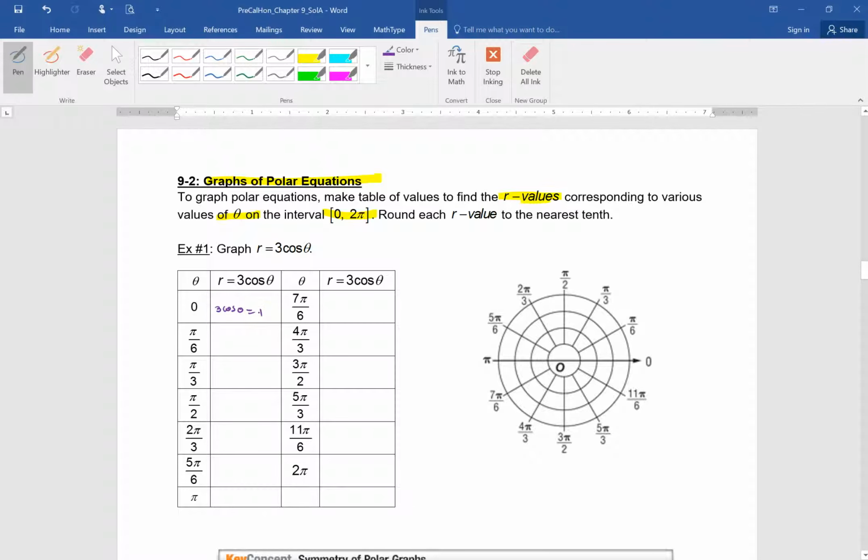Then we have 3 times the cosine of pi over 6. You're going to plug these into your calculator, so take out your calculators, because we want the correct values of these.